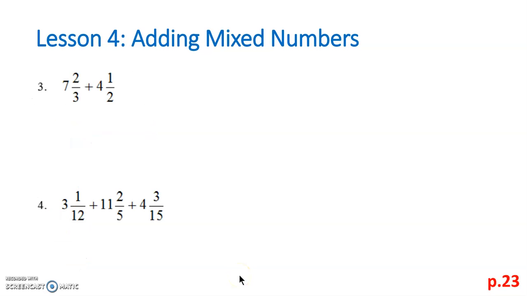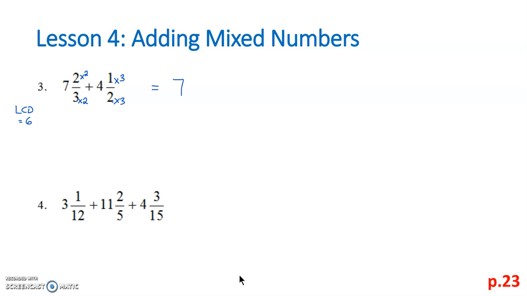For number 3, we have 7 2/3 plus 4 1/2. So here our fractions are different. They're unlike fractions. So I know that 7 plus 4 is 11, but I'm going to hold that and work on my fractions first. So my lowest common denominator of 3 and 2 is 6. So I'm going to multiply 3 times 2 and the numerator times 2, and multiply 2 times 3 and the numerator times 3.